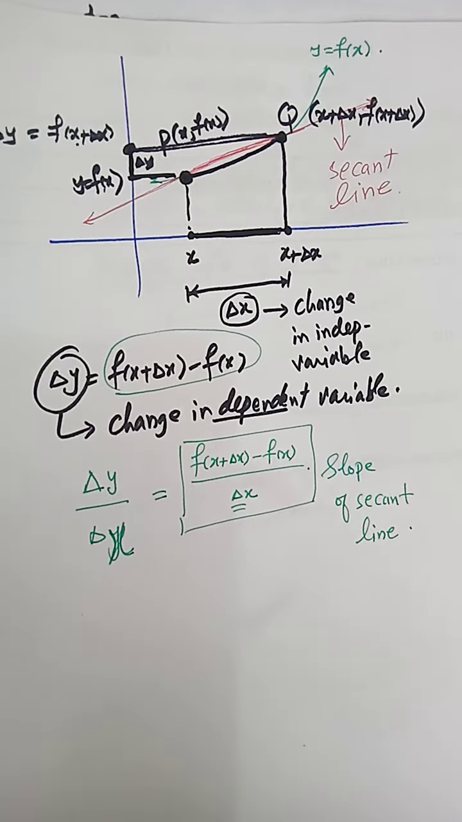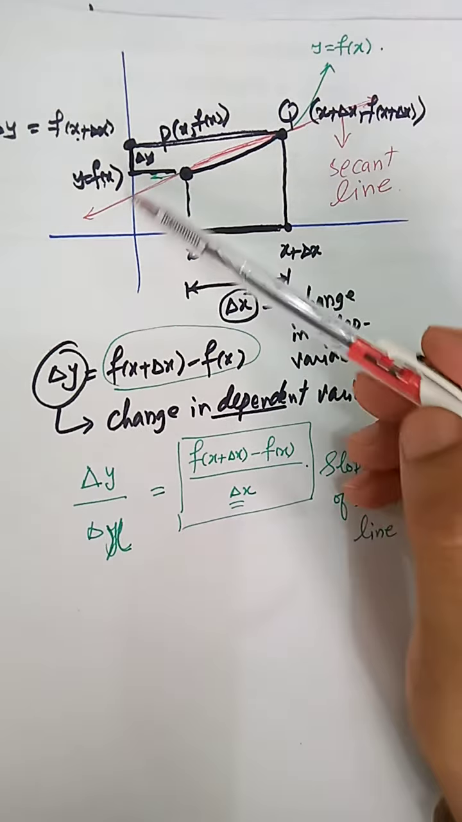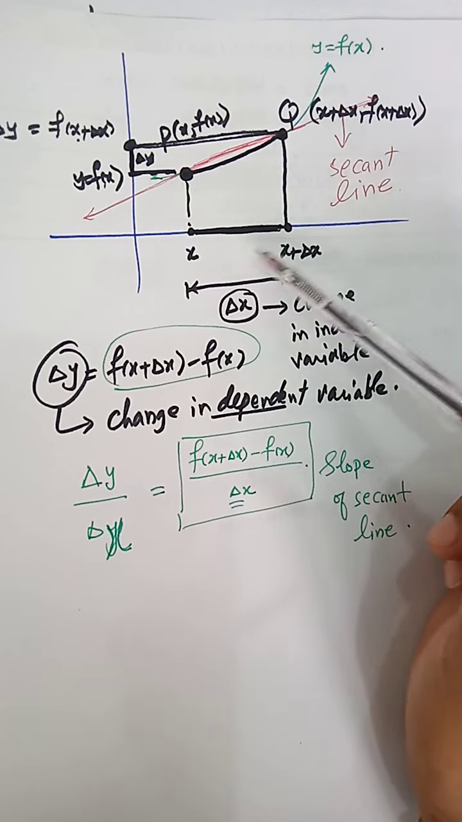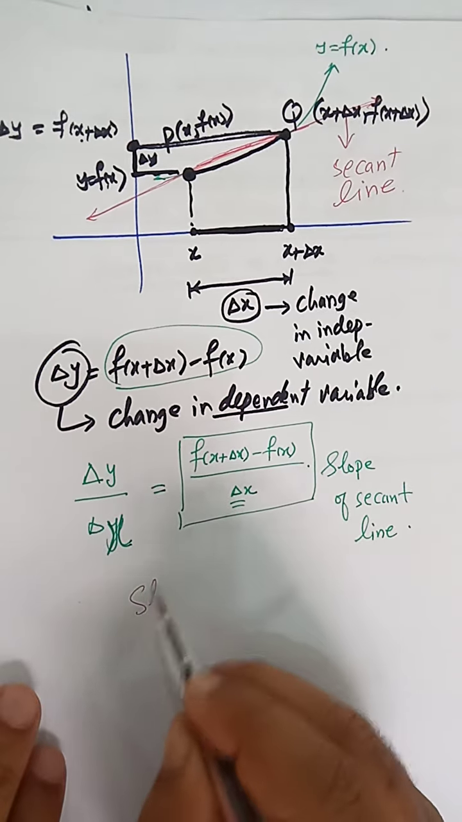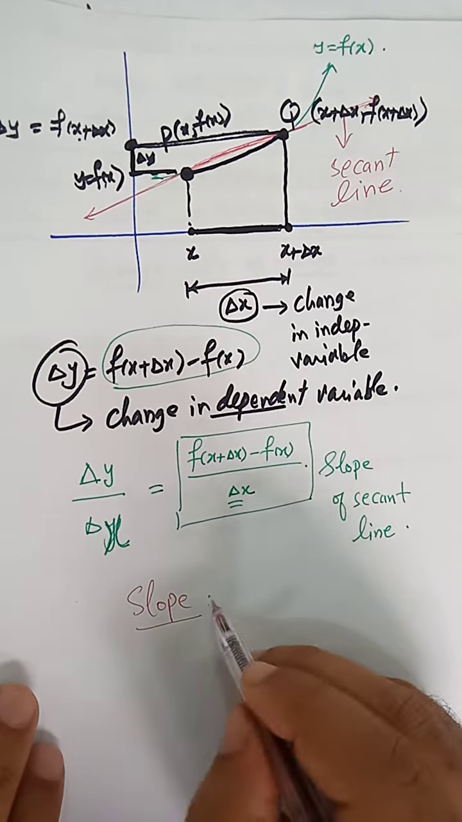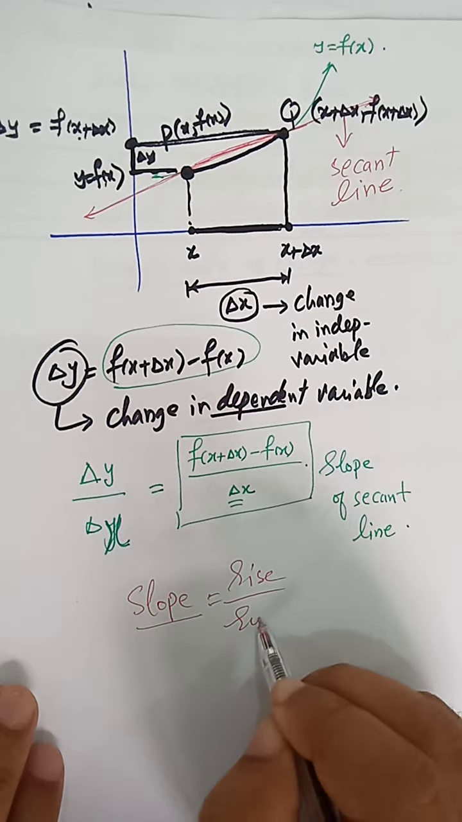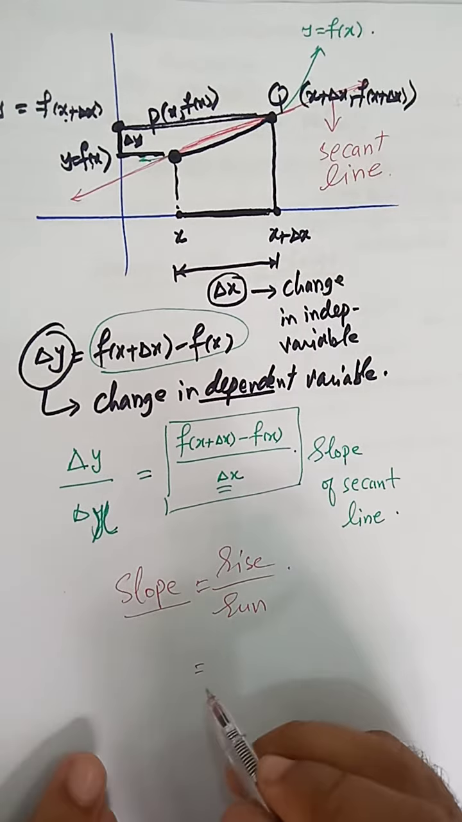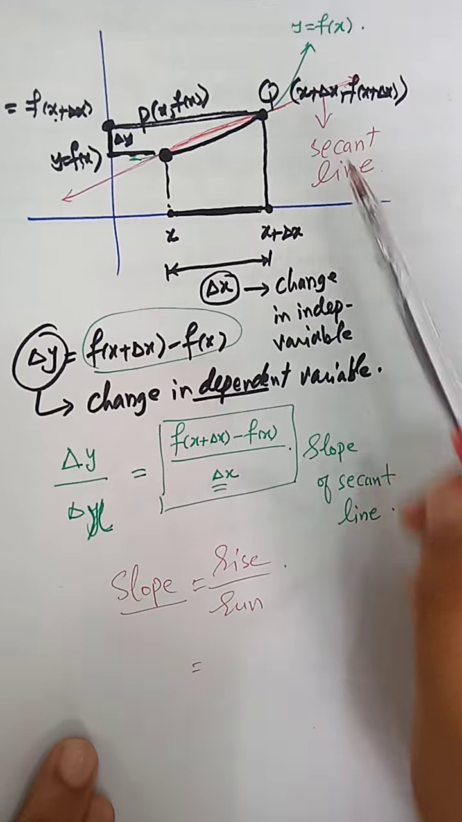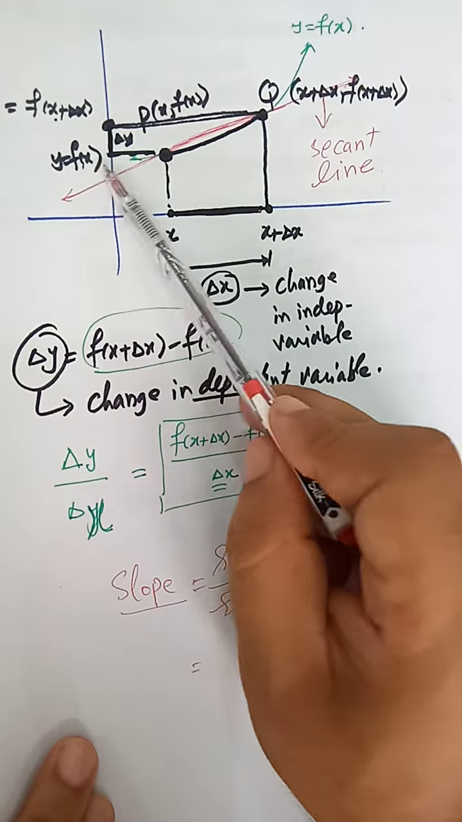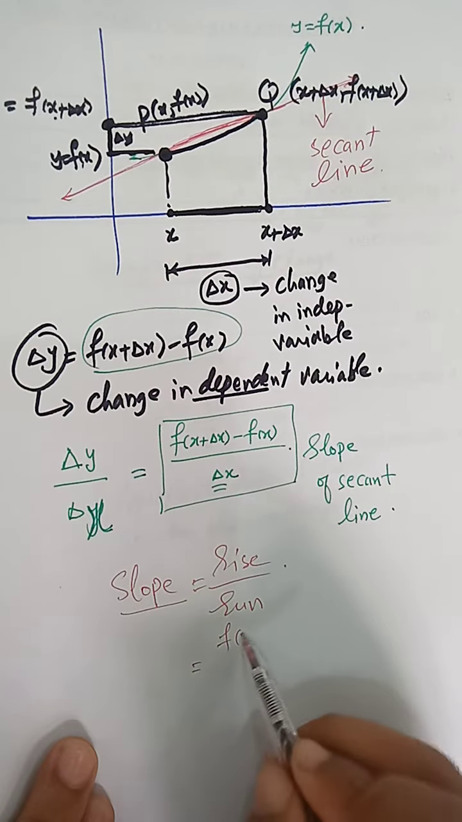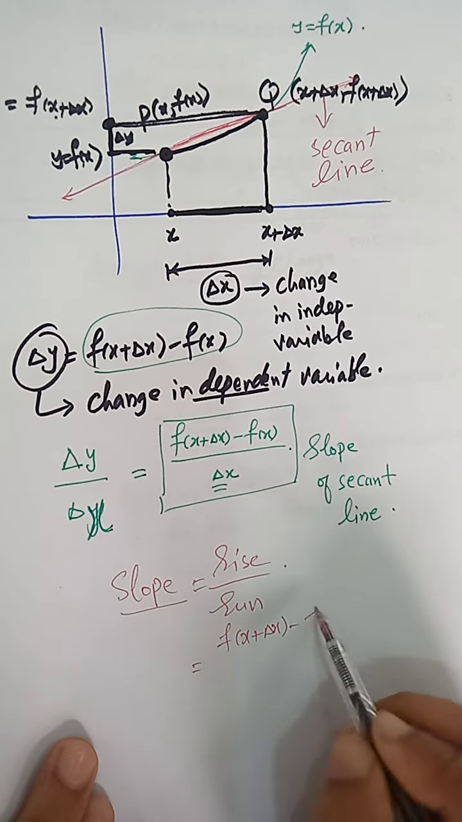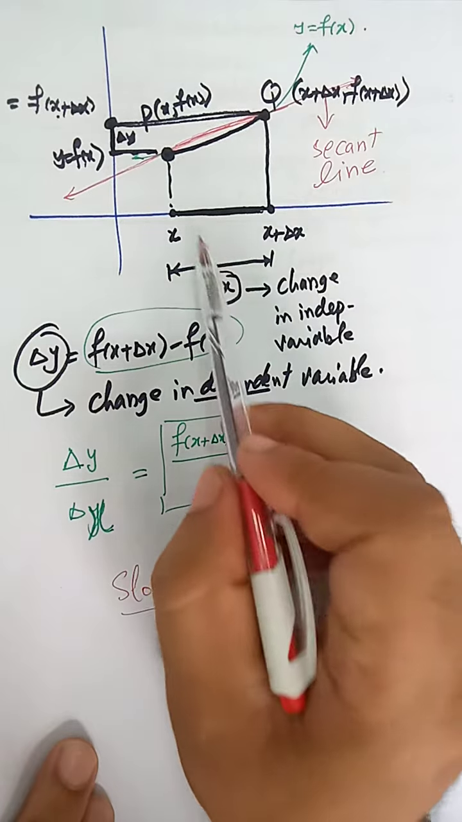Slope is rise by run. So rise means change in y-axis divided by change in x-axis. That means the rise is along the y-axis, and the run is along the x-axis. So the definition of slope is rise by run. In this case, the rise will be f of x plus delta x minus f of x. That is your rise, delta y is your rise. So rise is f of x plus delta x minus f of x and the run is delta x.